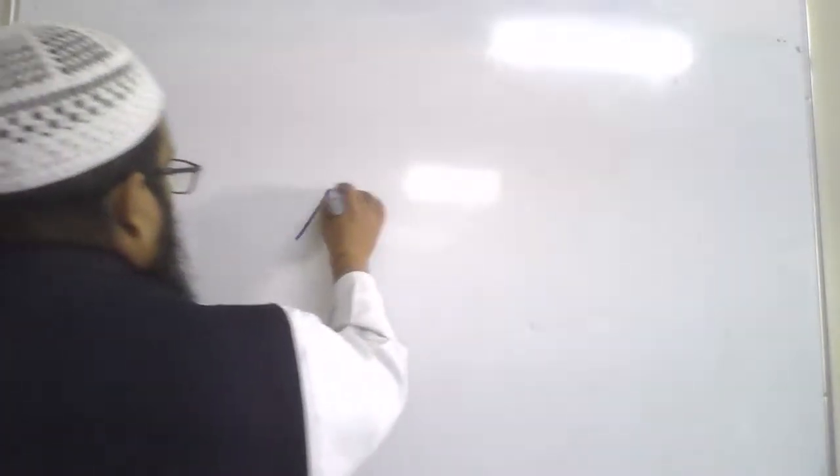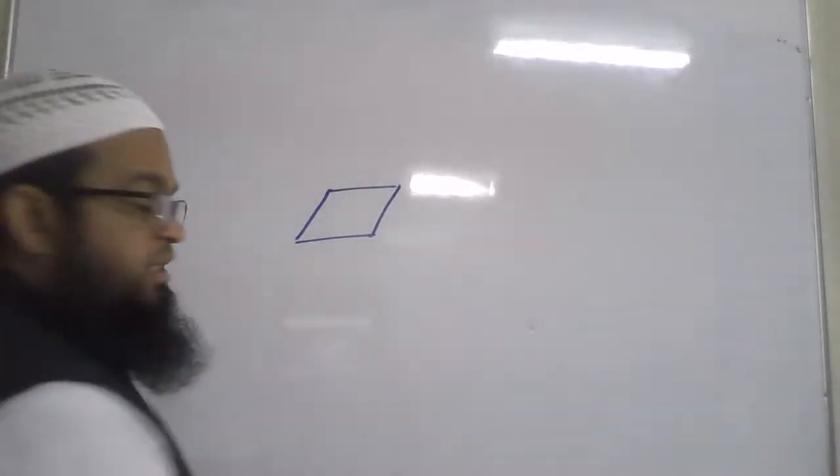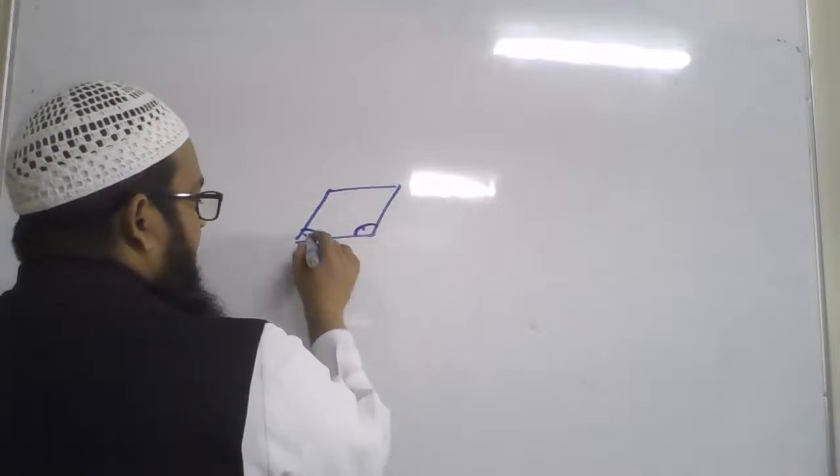In a parallelogram, adjacent angles are equal. If you do not understand the question, draw it. This is a parallelogram. What do you call adjacent? The angles which are side by side. These two are adjacent angles.